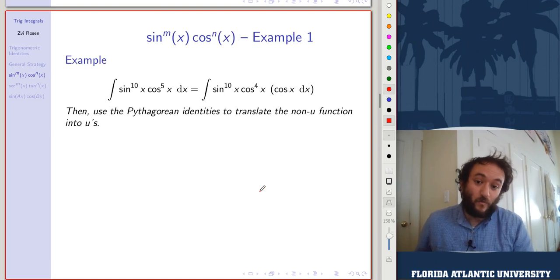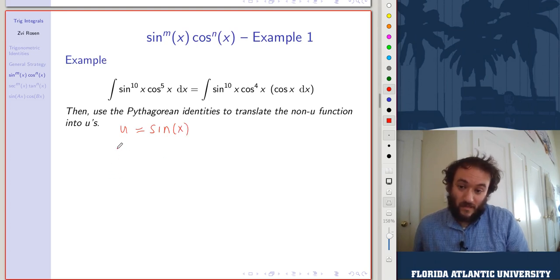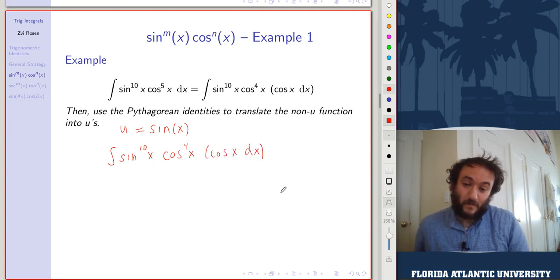Once we've done that, we want to use Pythagorean identities to translate the non-u function into u's. So again, our u was sine x. And the integral that we're left with is sine to the 10th x cosine to the 4th x cosine x dx. Okay? And this was, of course, du. du is cosine x dx.